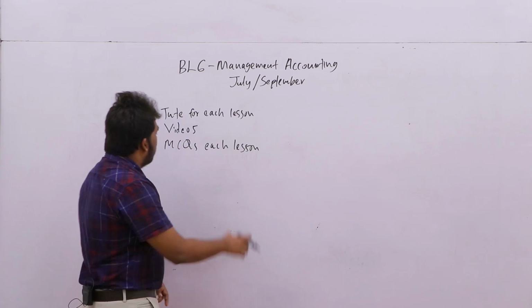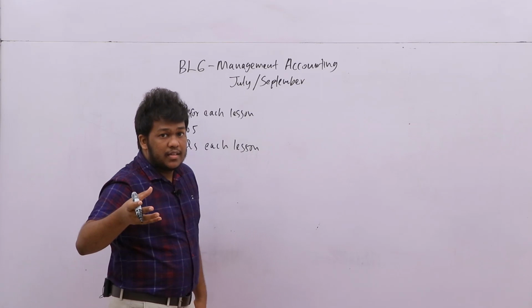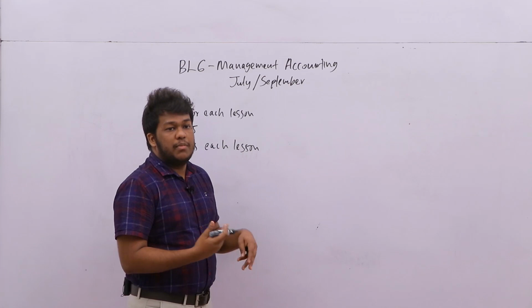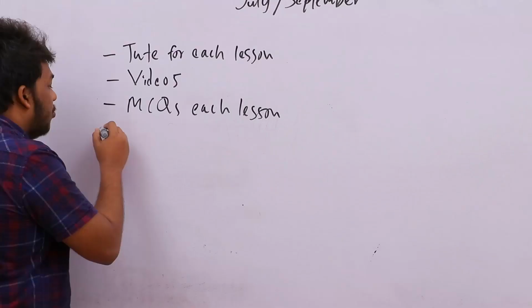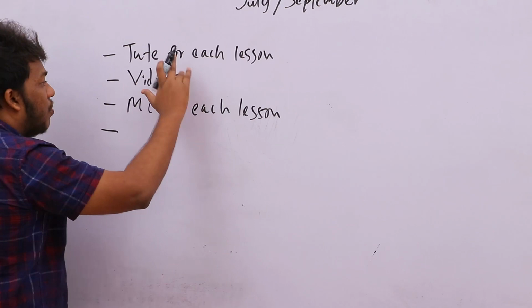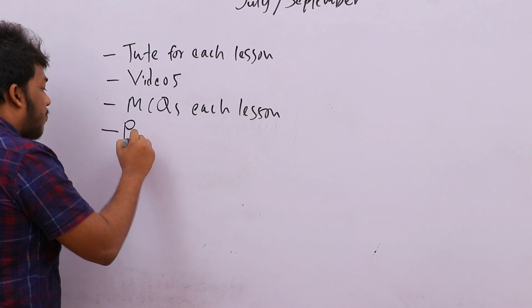So in the MCQs, when you do them for each lesson, now for the big lessons, as per the other videos, I will be putting more MCQs. For some lessons, 40 or 50 MCQs will be added. For some lessons, it can be 100, I don't know. So after doing all these for each lesson, first of all, I will be doing the pilot paper.